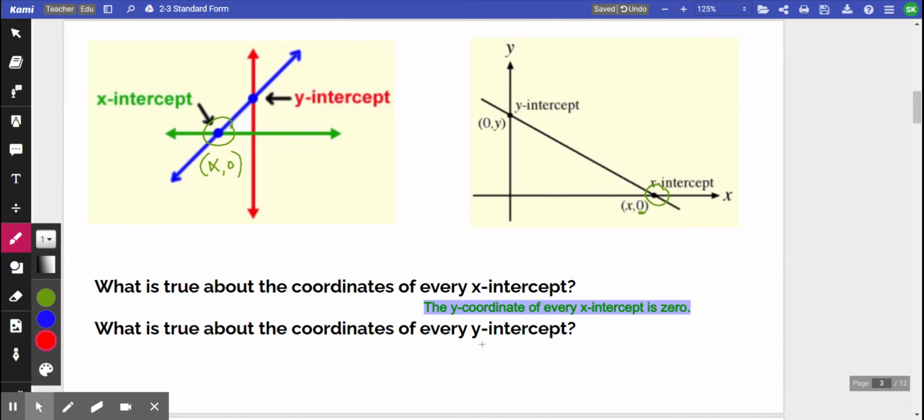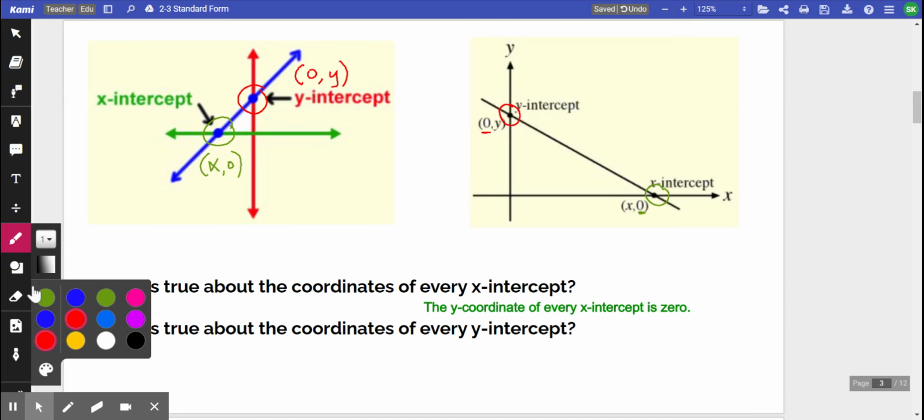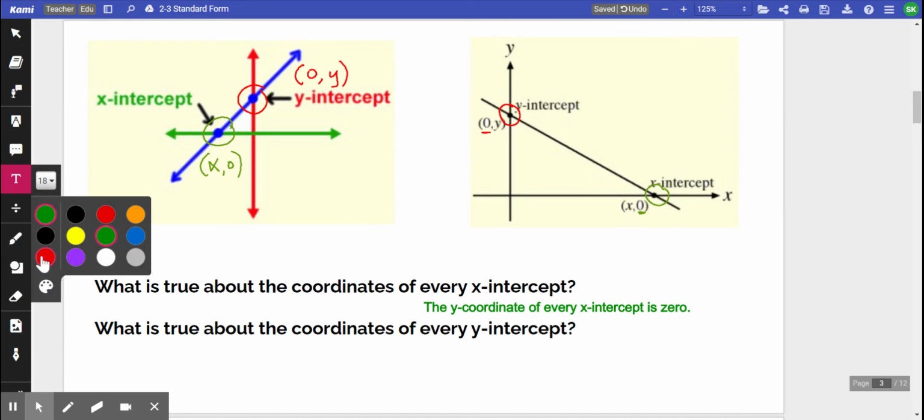Now let's look at what's true about the coordinates of every y-intercept. If you look at the y-intercept, we know that it is always on the y-axis, which means this time the x-coordinate must be 0 since it doesn't move left or right from the y-axis. So it doesn't matter what the y-coordinate of this y-intercept is. We know that the x-coordinate is always 0. So let's write that down.